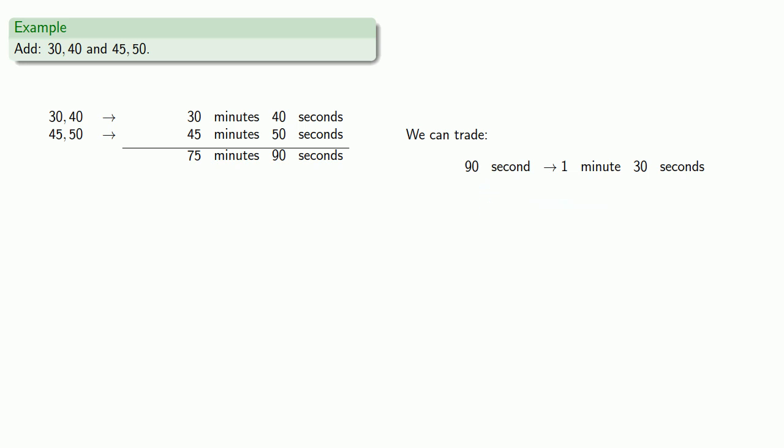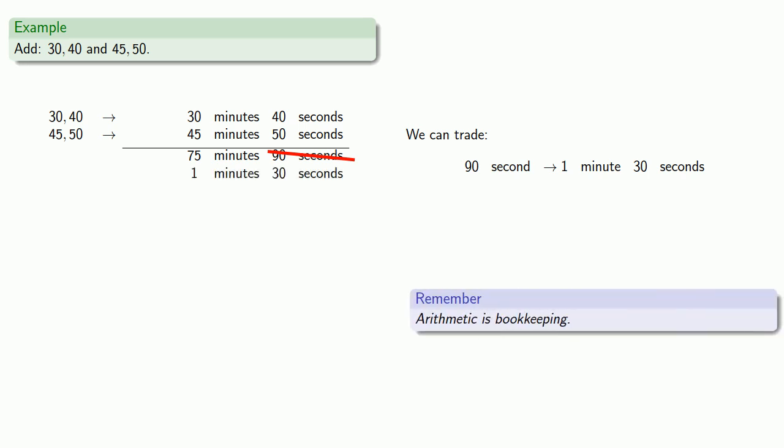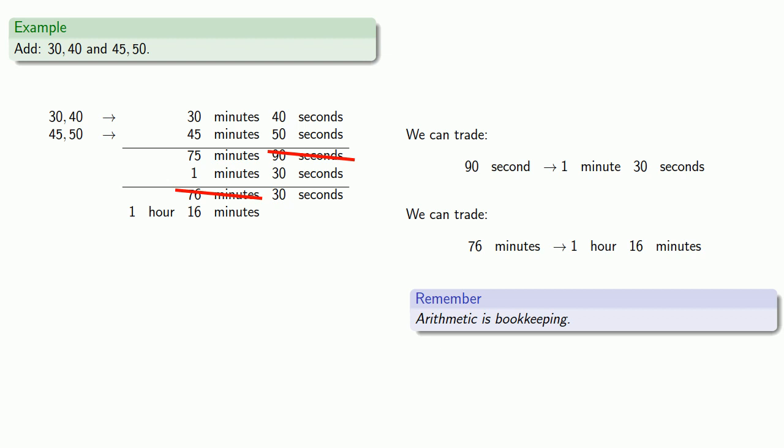Remember, arithmetic is bookkeeping. If I'm trading this 90 seconds for 1 minute and 30 seconds, I have to give up that 90 seconds. It's gone. So let's cross it out. In exchange, I'm getting 1 minute 30 seconds. Arithmetic is bookkeeping. I have 75 minutes and 1 minute, that's 76 minutes, and 30 seconds. But wait, there's more. This 76 minutes we can trade. 76 minutes is an hour and 16 minutes. Again, let's trade it. We'll get rid of the 76 minutes and then write in 1 hour 16 minutes. Arithmetic is bookkeeping, and what I have is 1 hour, 16 minutes, 30 seconds, or, writing this in base 60 notation, 1, 16, 30.